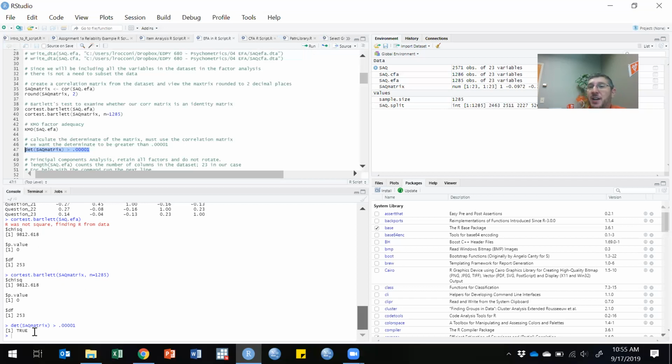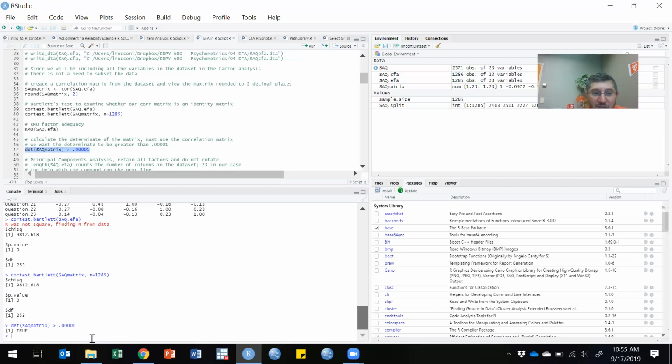We can also get a measure of the factor adequacy. The KMO is the Kaiser-Meyer measure of sampling adequacy. I can't remember exactly what it is, but the Beavers article defines it. It's basically a measure of the shared variance in the items, or the proportion of variance among the variables that might be common variance. And we typically want our KMOs to be greater than 0.5.